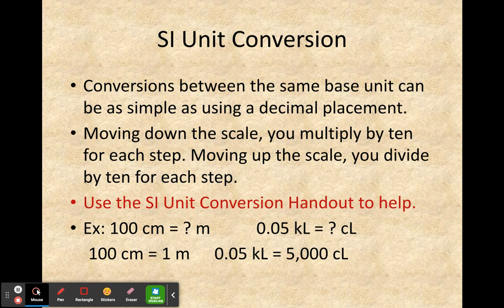So a few more on here. If we have 3.4 centigrams, cg, which direction and how many spaces are we moving to get to grams? If you look at the chart, centigrams would be here, so how many places are we going? Back to the left, so we have 0.034. Easy enough on that one?